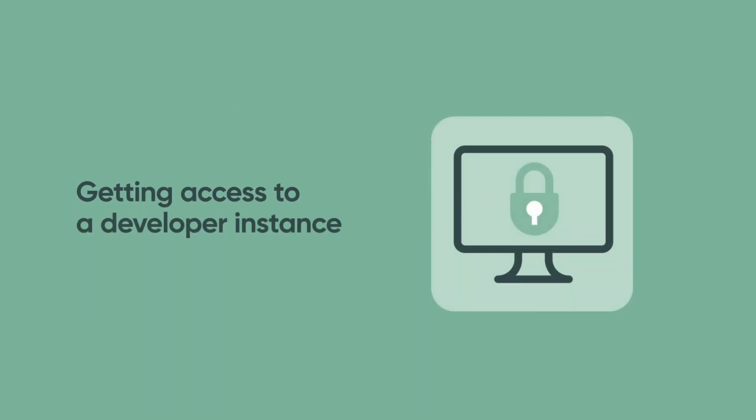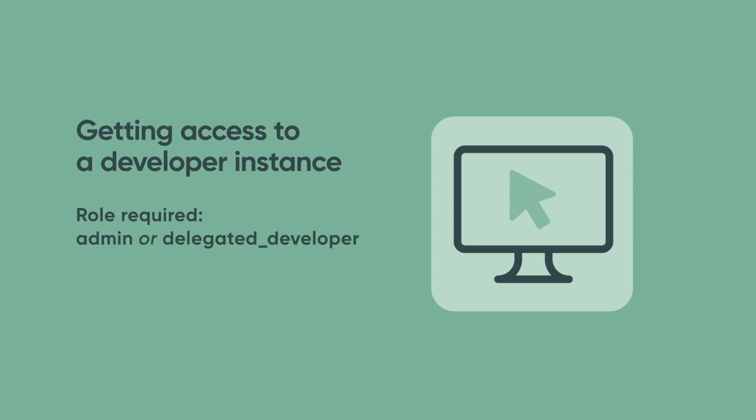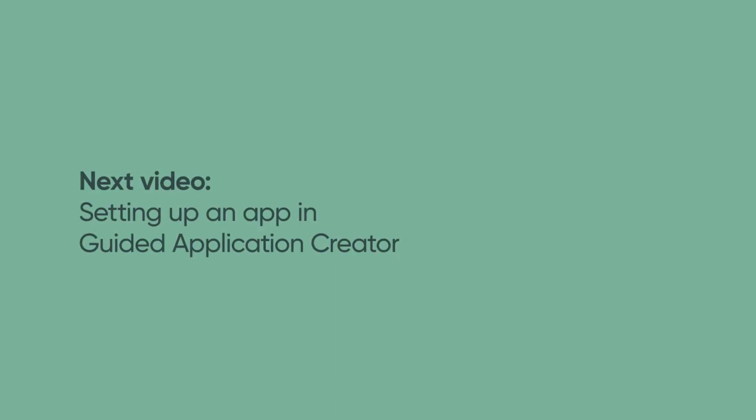After you've got an instance, the final piece is access. You're going to need either the admin or delegated developer role granted from an admin account. The delegated developer role has fewer privileges than the admin role, but it still allows for app development. Now you're ready to build your app. Let's get started in the next video.